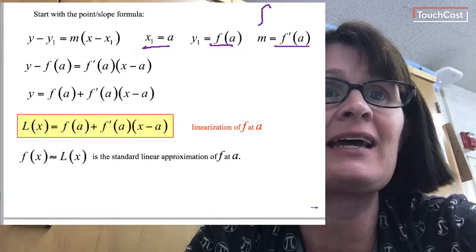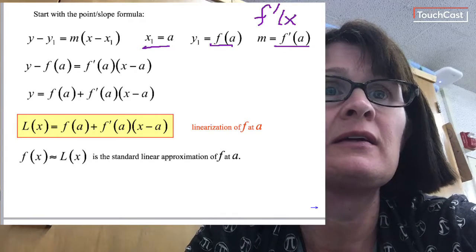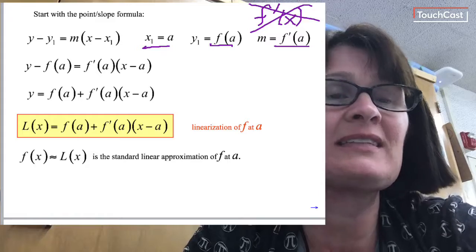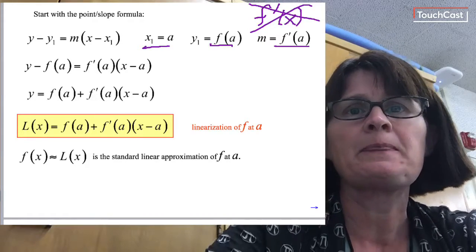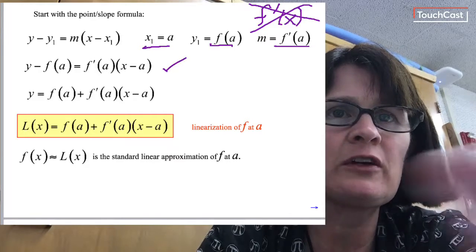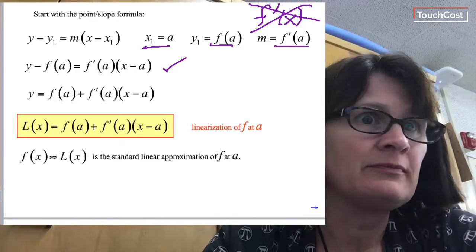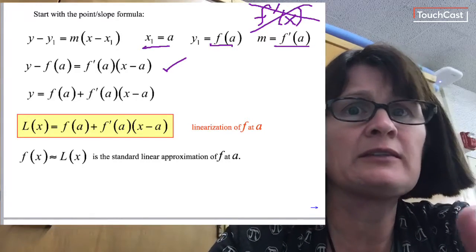Notice this is not f prime of x. F prime of x is not enough. I need to find f prime of x and then evaluate it at a. So this is just point slope form with all of that stuff used in the right spots.